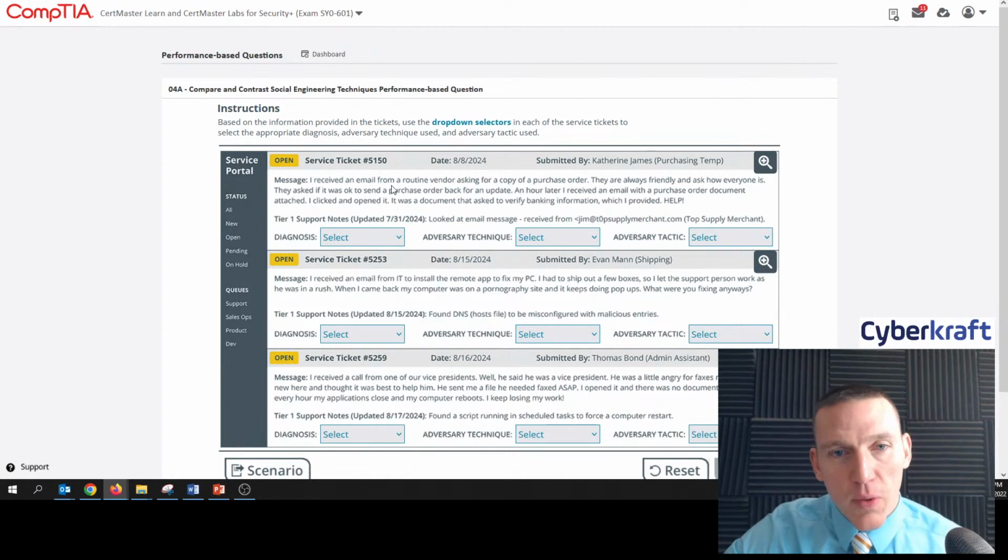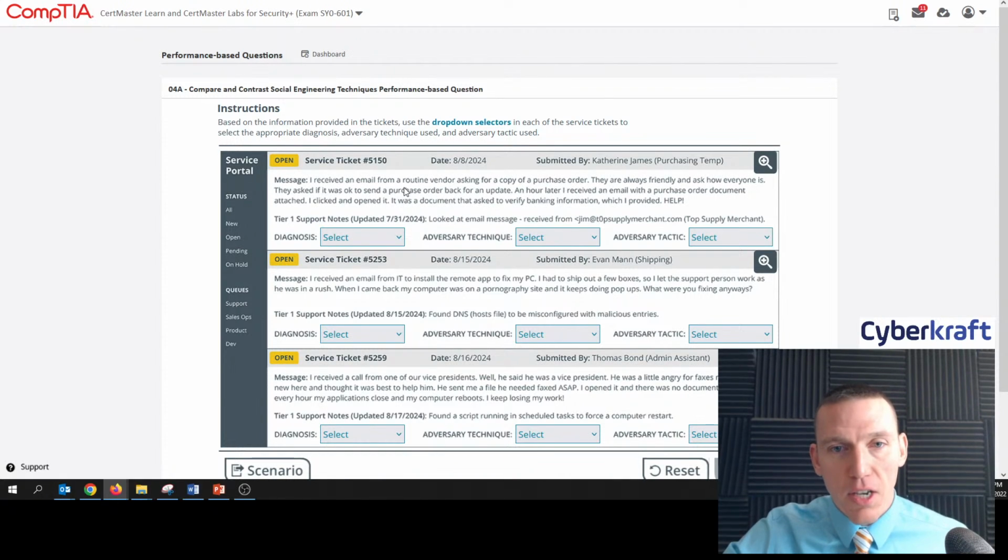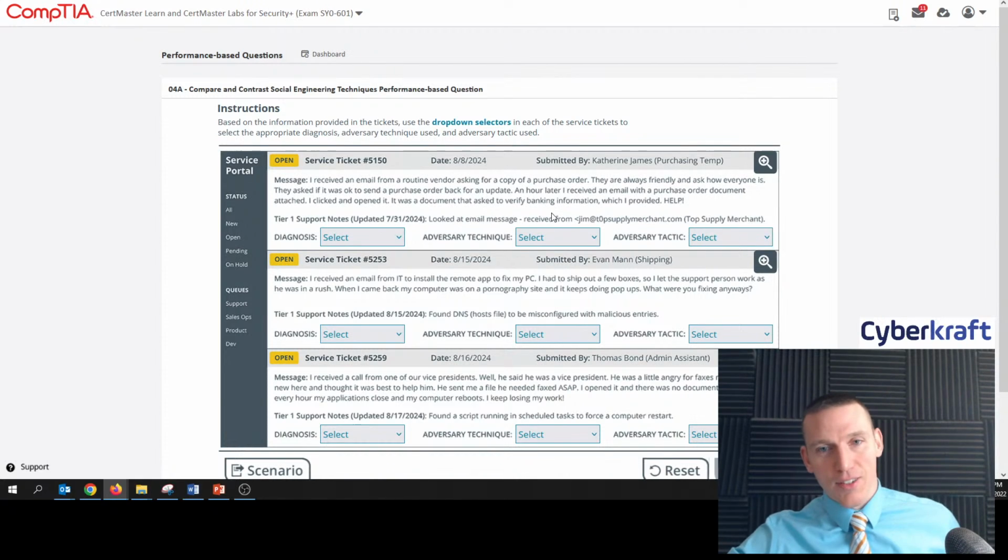Okay. All right, so we're thinking about this in a couple of different ways. First, we have some keywords here that we want to pay attention to. They're going to clue us in on what type of attack this is. She says it's from a routine vendor, okay, asking for a copy of a purchase order. And the routine vendor is always friendly and asks how everyone is. They asked if it was okay to send a purchase order back for an update. Then she received an email with a document attached. So there was a document attached to the email, and she opened that attachment. The document asked to verify banking information, which she provided. So she sent banking information to probably a hacker.